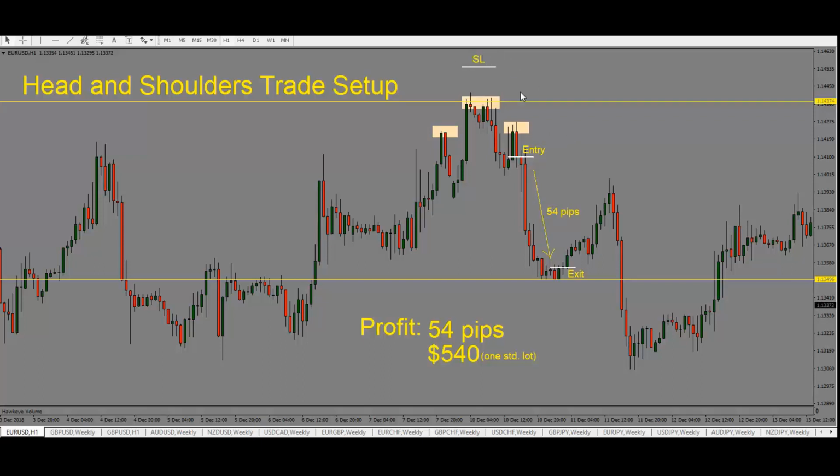Our stop would go above the head here, and we just want to make sure there's enough room for the trade to breathe. So you don't want to put your stop right on top of this candle, give it some room.